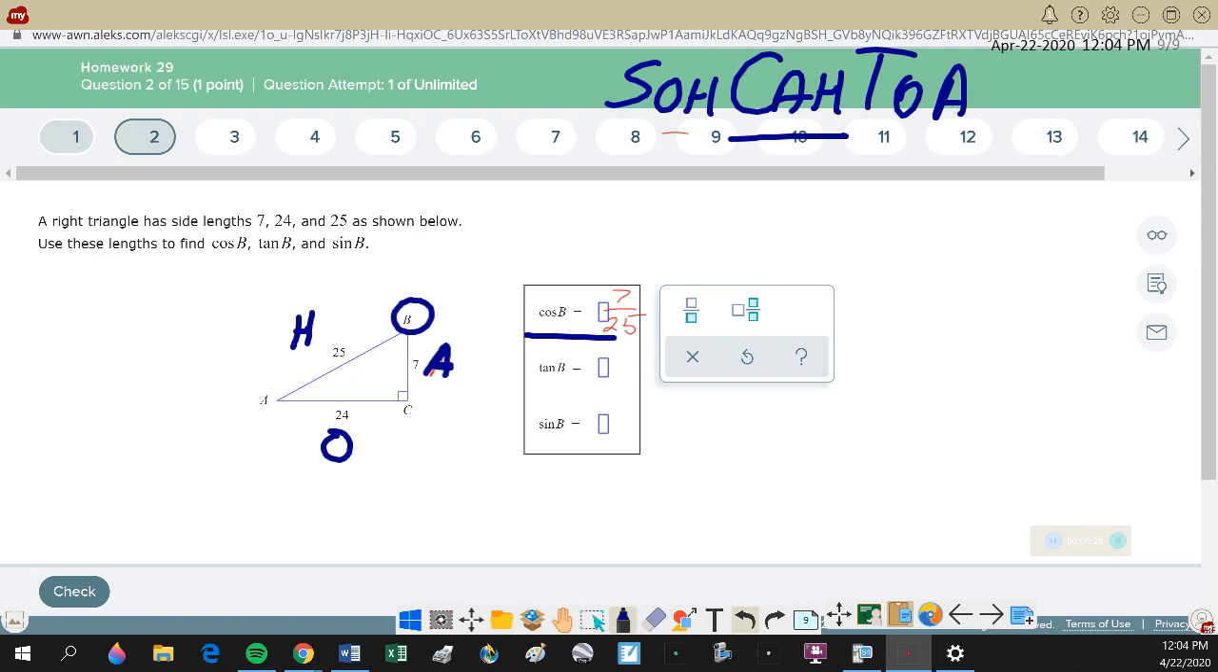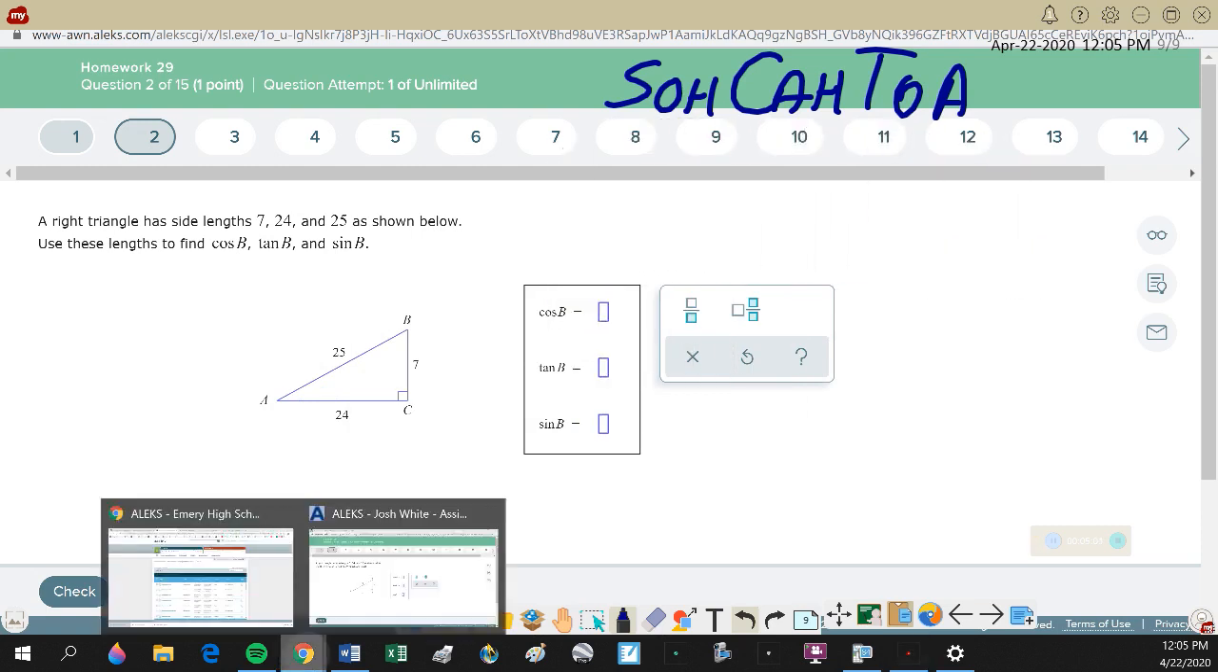And for the tangent, tangent is O over A. So that would be 24 over 7. And the sine would be O over H, so that is 24 over 25. Hopefully this helps. These problems are pretty simple, but we have to understand these basic things because it's going to get harder in future assignments.